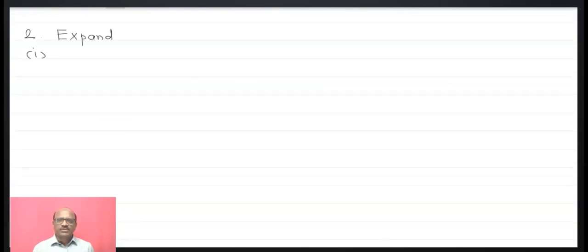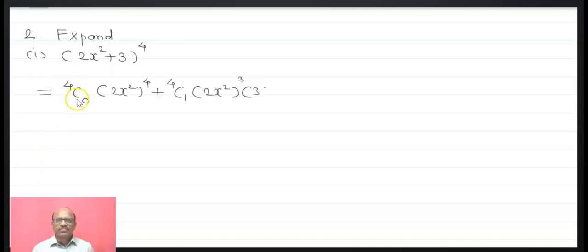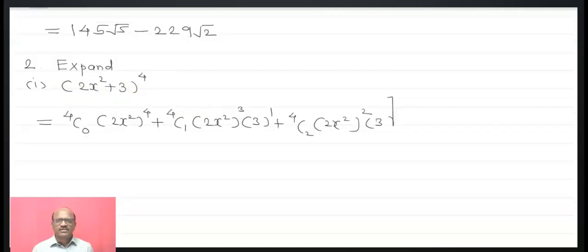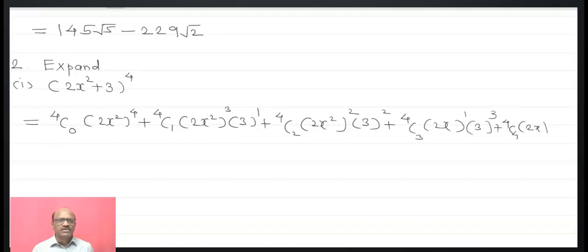Now the next example, question number 2. Expand (2x square plus 3) bracket raised to 4 is equal to 4c0 (2x square) bracket raised to 4, 4c1 (2x square) bracket raised to 3, 3 raised to 1, 4c2 (2x square) bracket raised to 2, 3 square.